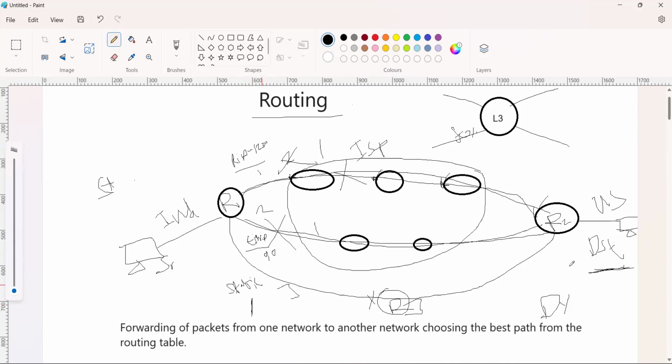So let's assume here, first of all, how the router will elect the best path. Just hold one second, please.